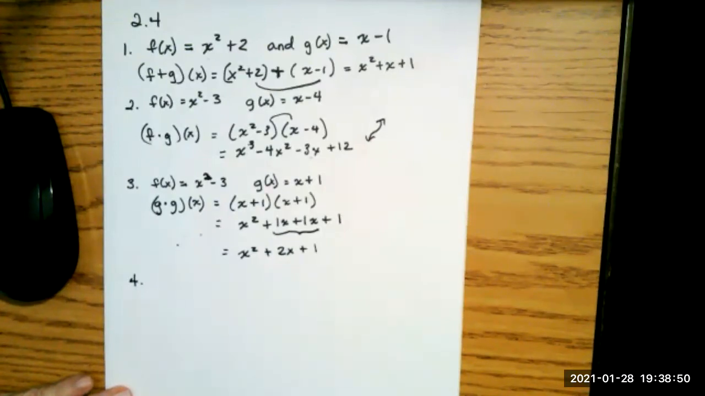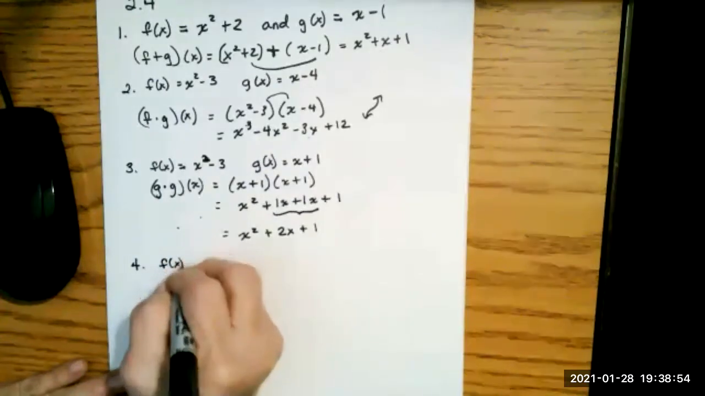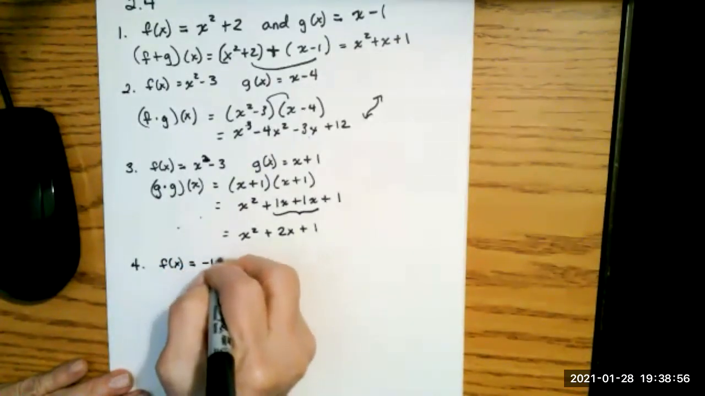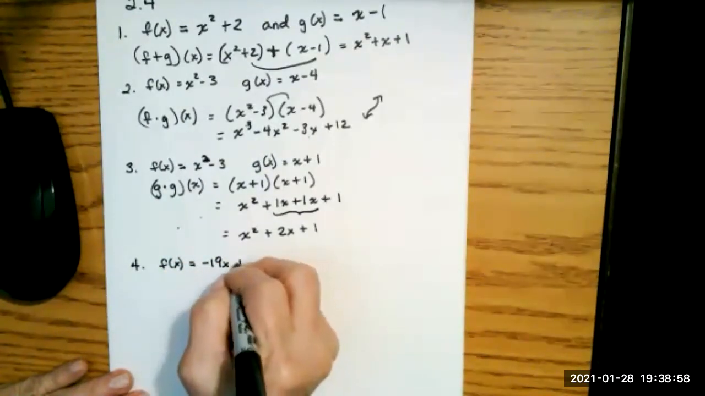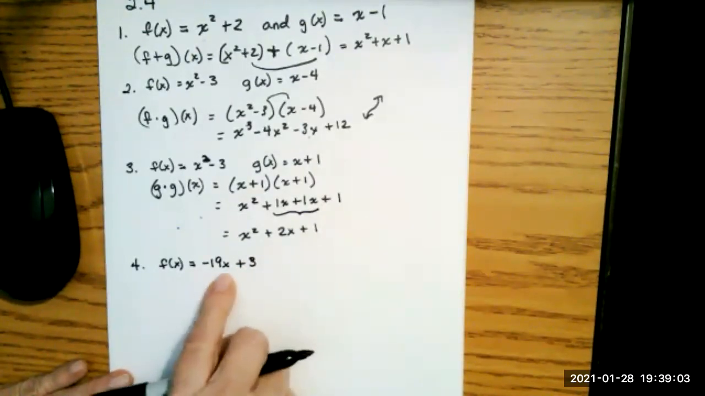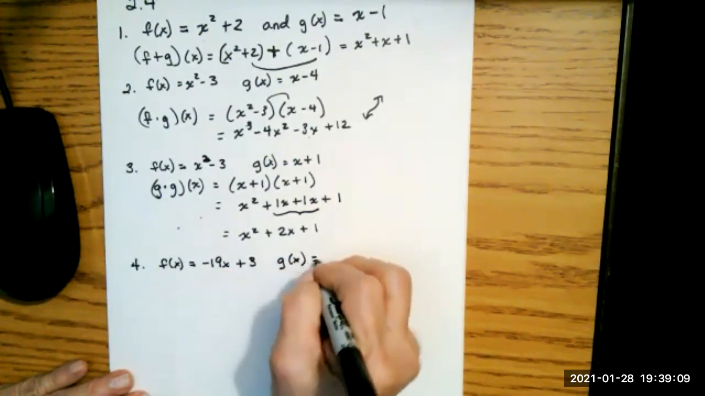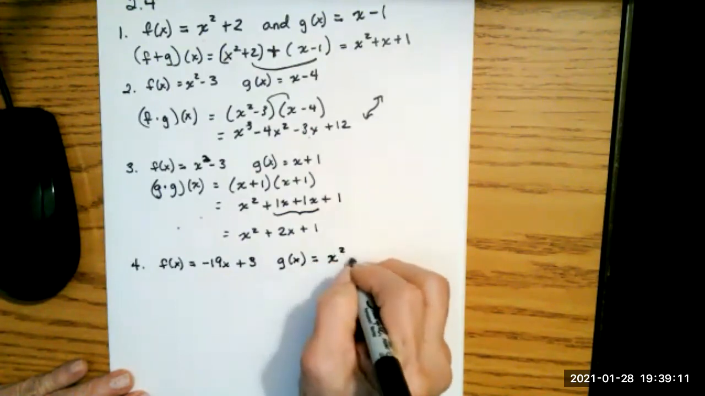All right, let's try this one. This one has two different functions. Of course, they change the function every time. It would make life a lot easier if they just leave the functions alone. This one now is a line. See, it's to the first power. So that's a line. And g of x in this case is x squared plus 19. That's a parabola.